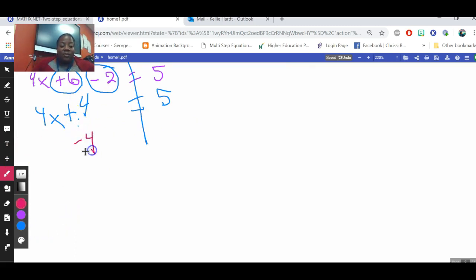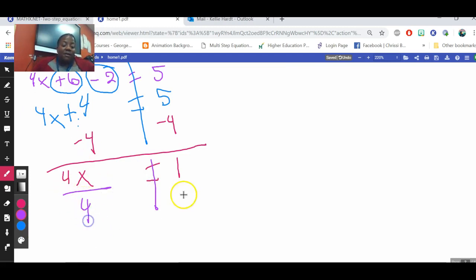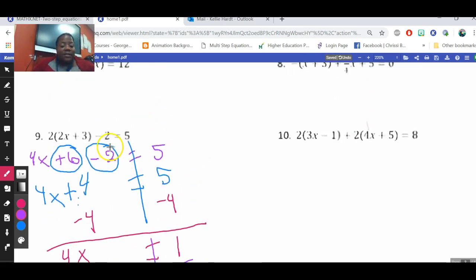I subtracted 4 from both sides. So this means that there is 4x left, equals 5 minus 4 is 1. All right, divide by 4 on both sides. And if I did that right, I have a decimal answer. 0.25. I'm not sure if that was right. Let me try that one again.